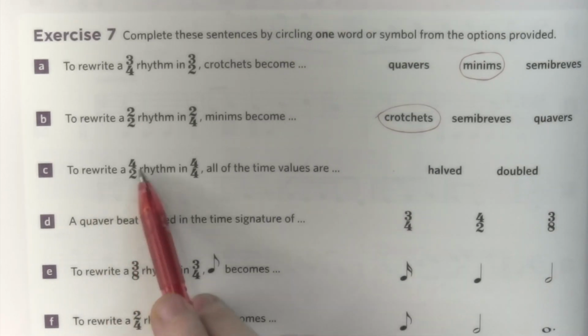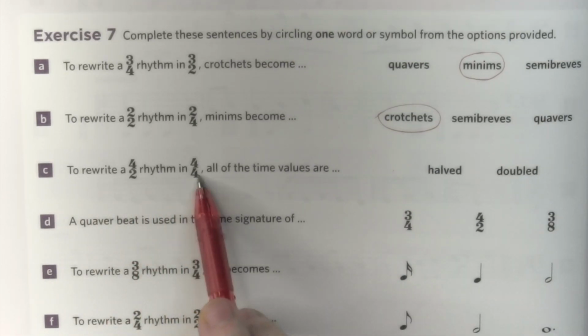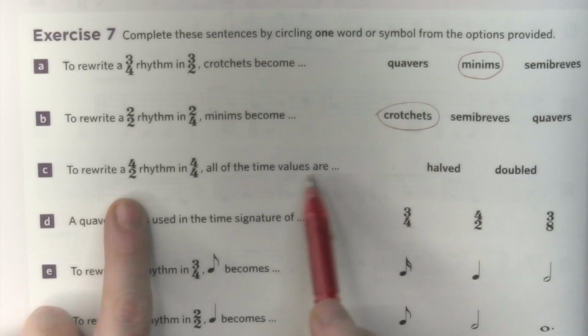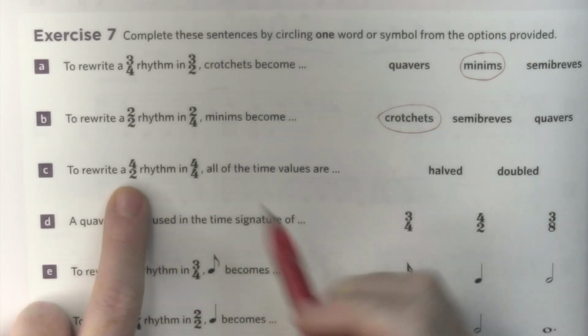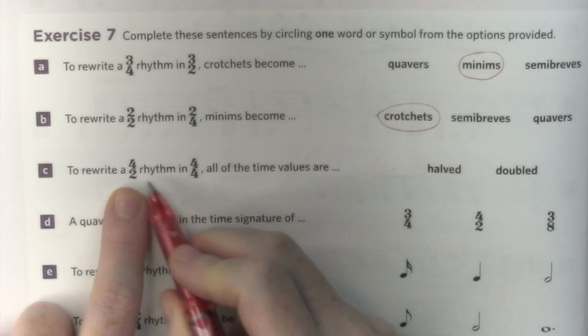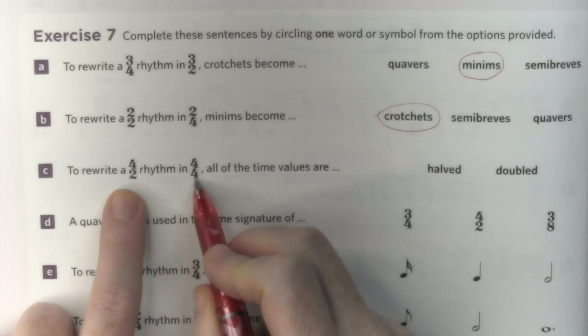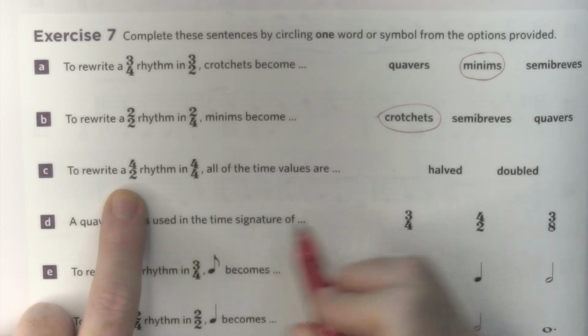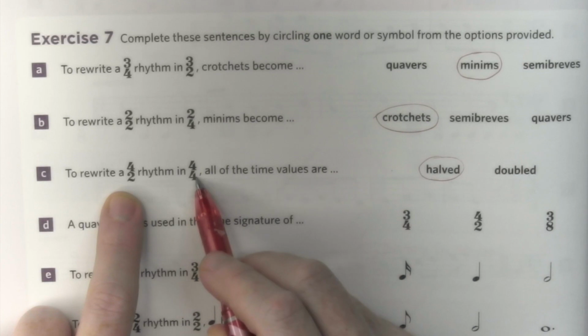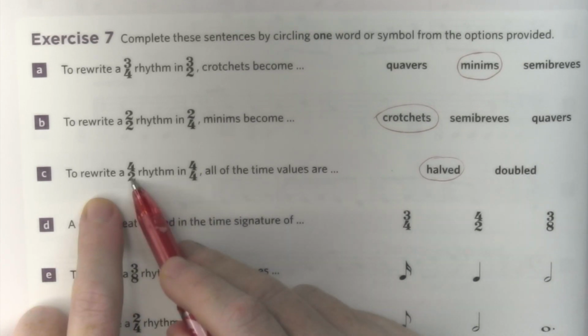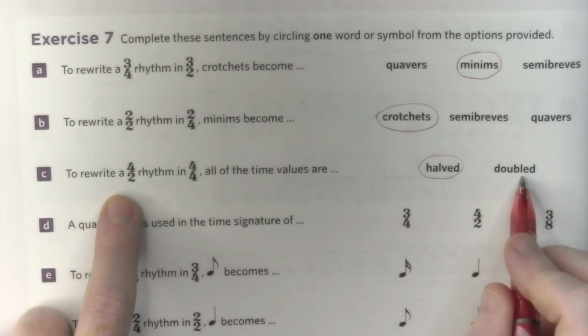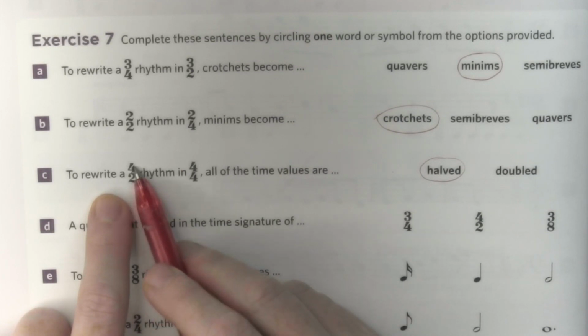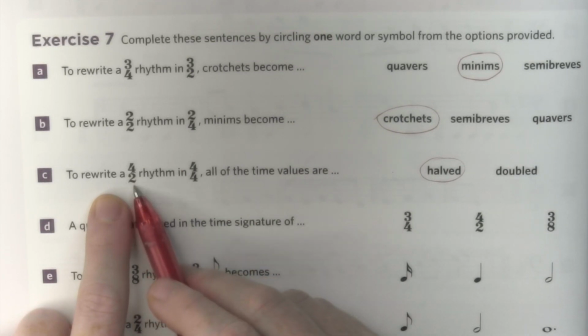To rewrite a 4/2 rhythm in 4/4, all the time values are minims. 4 minims become 4 crotchets. So they are halved, because a crotchet is half of a minim. Doubled would mean that 4/2 becomes 4/1, 4 semibreves.